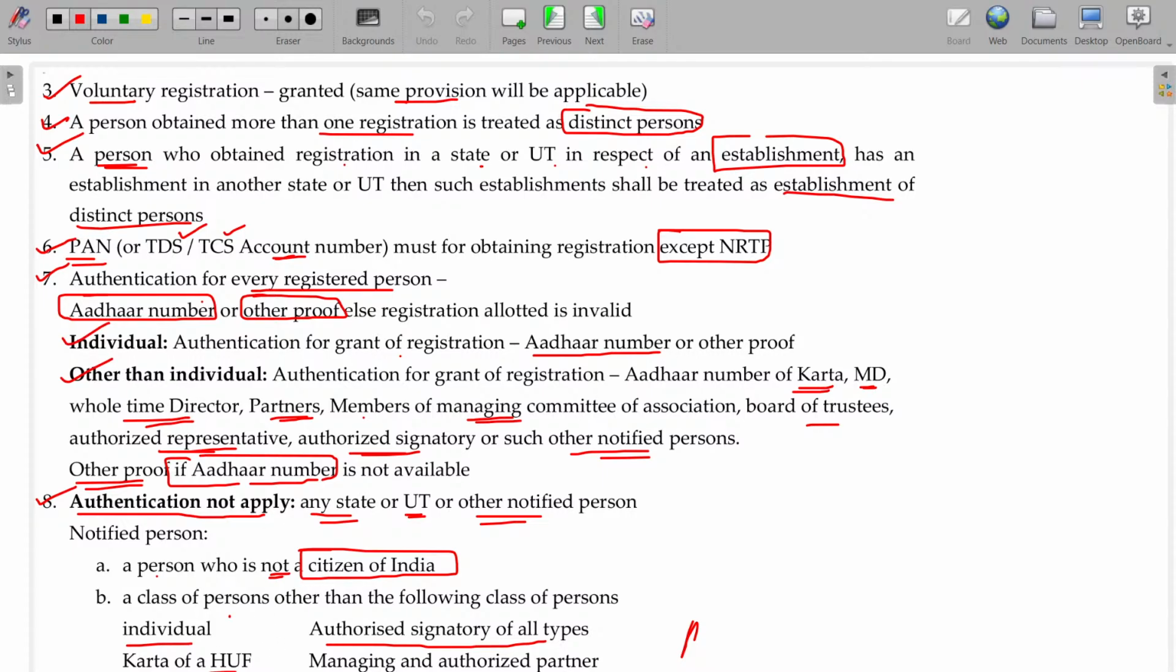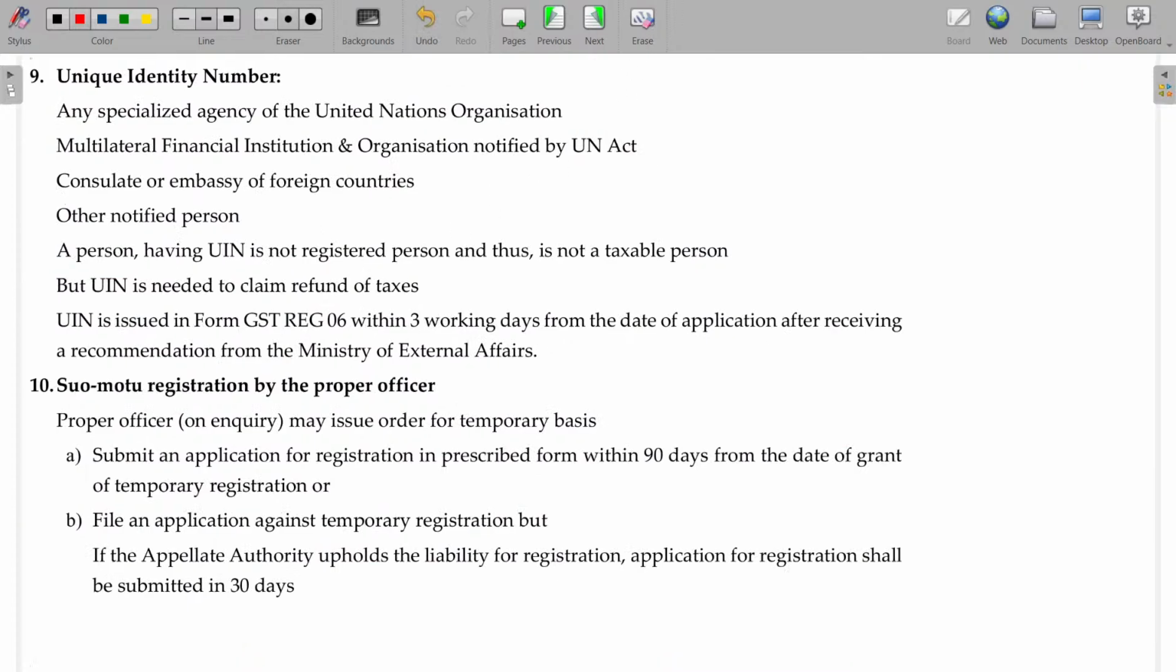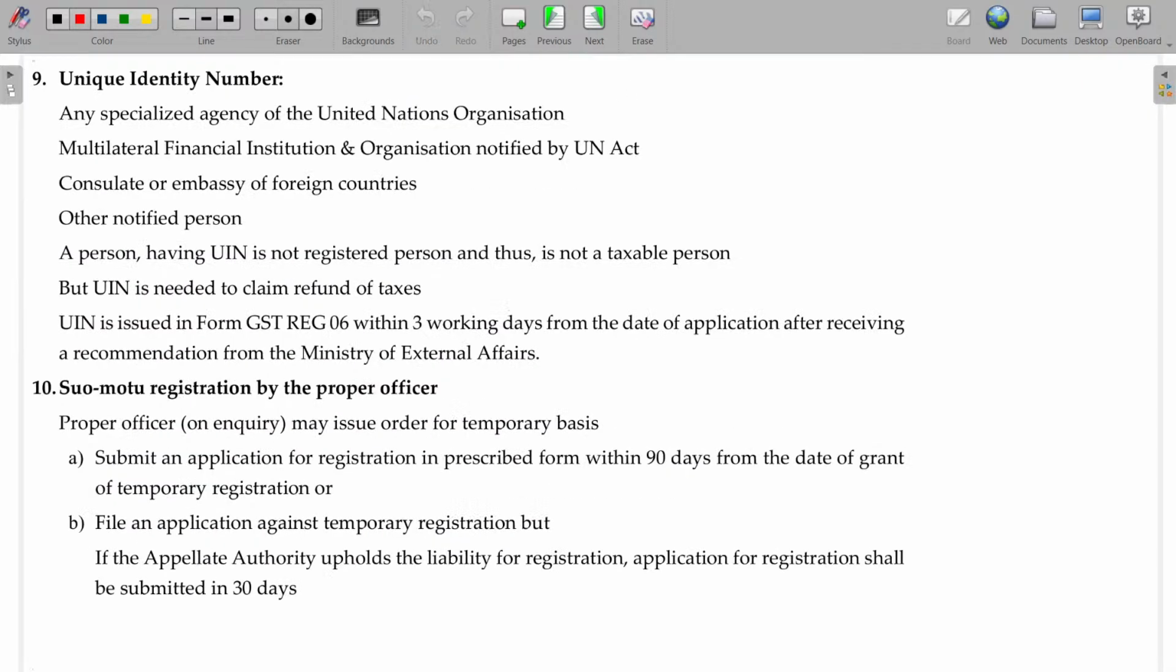Okay, this you can skip. Now, we will go for the 9th point. Unique identification number.